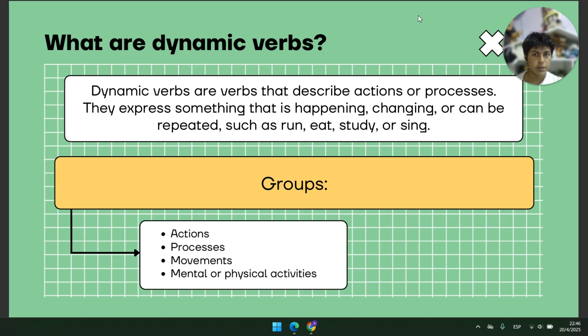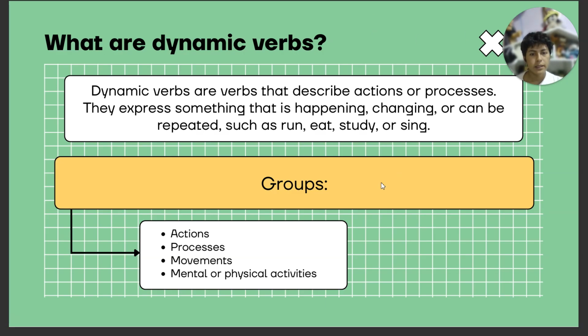What are dynamic verbs? Dynamic verbs are verbs that describe actions or processes rather than states or conditions, such as run, eat, sing, or jump. They are used to describe situations that involve change, movement, or activity. Dynamic verbs can be divided into different groups based on their meaning.